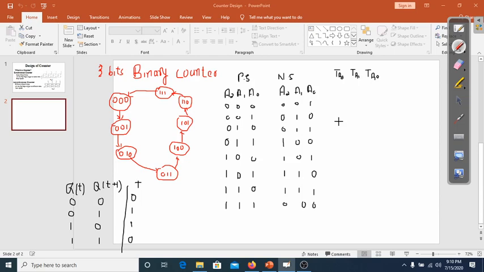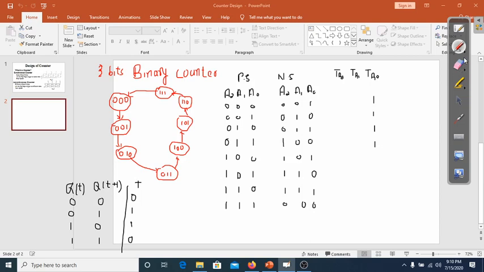So here first we have seen that when A0 is 0 in present state, the next state is 1. So the input should be 1 here. And here you can see that the present state is 1, next state is 0. Therefore the input should be 1 in this case. Present state is 0, next state is 1, so the input would be 1. Here present state is 1, next state is 0, so the input is 1.